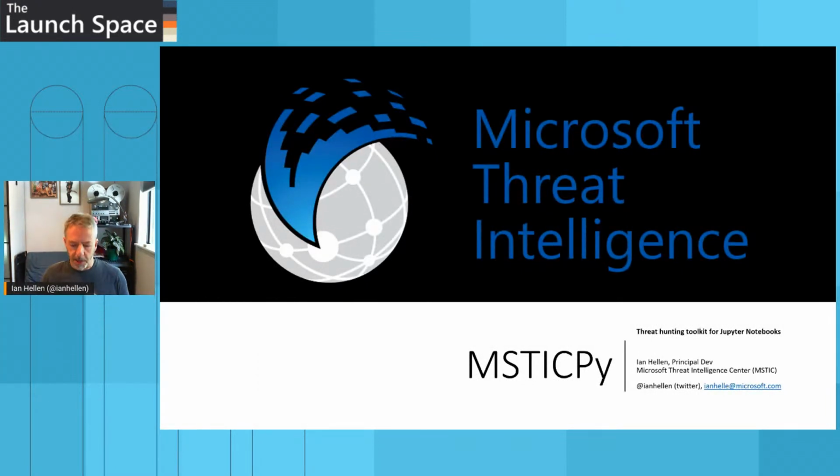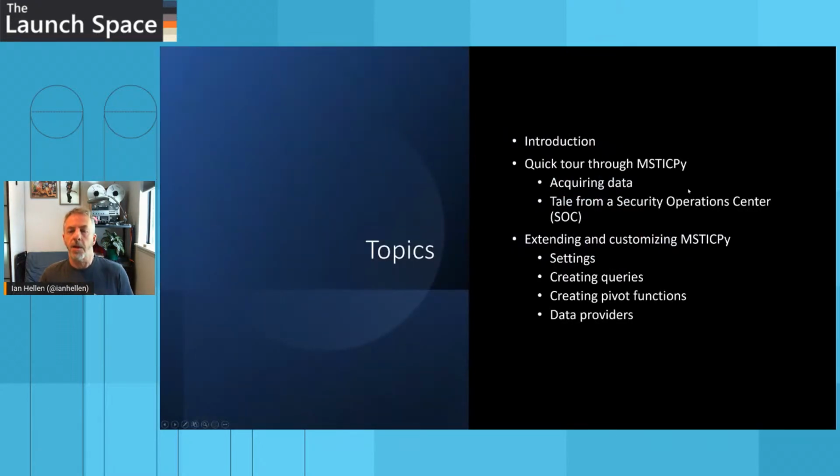So I've got a couple of slides at the beginning, and most of the session is going to be in Jupyter notebooks, but I thought some nice graphics would be a good thing. We're going to have two main parts. There's an introduction in the slides, and then a quick tour through MSTICPy, looking at some of its typical application in a security operations center. The second part of the talk is going to be more deep diving into extending MSTICPy, things like building queries, creating pivot functions, looking at some of the settings that you might need to deal with if you're using the package.